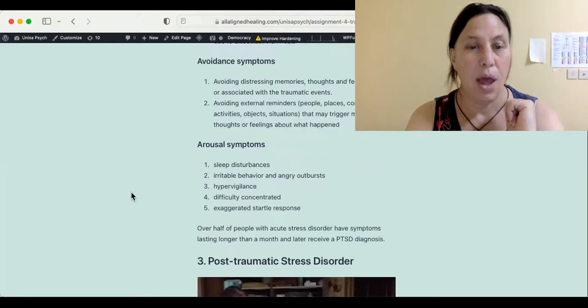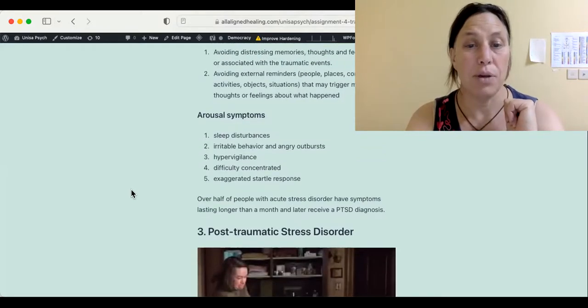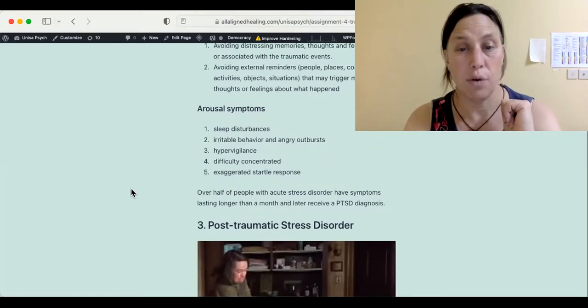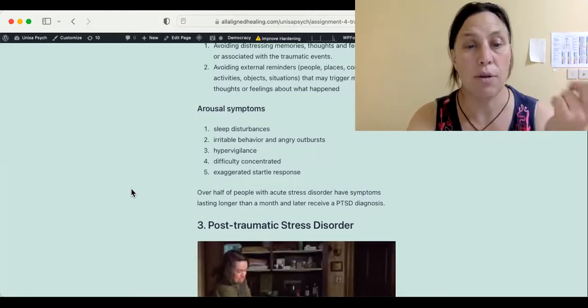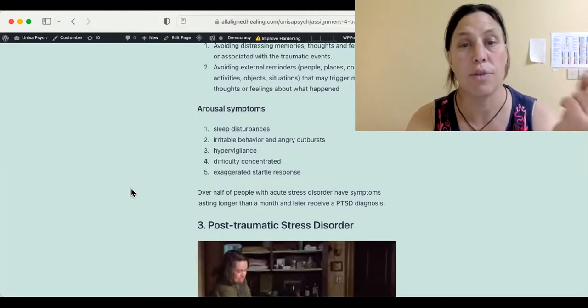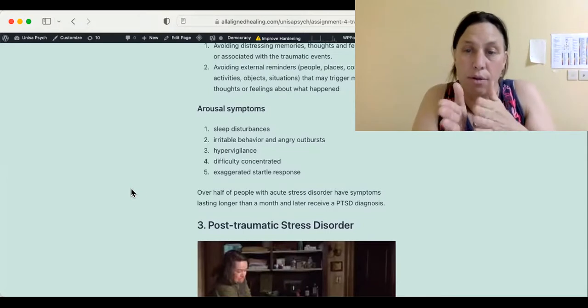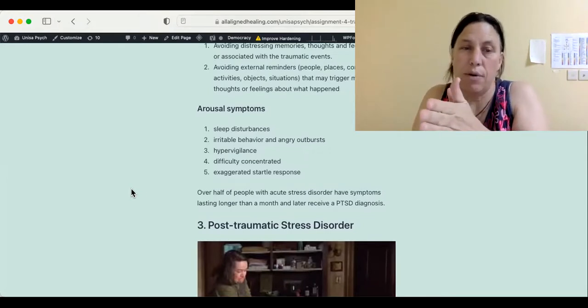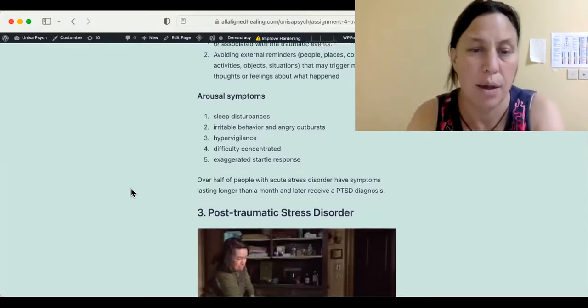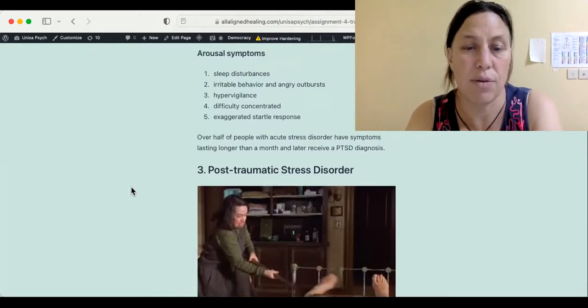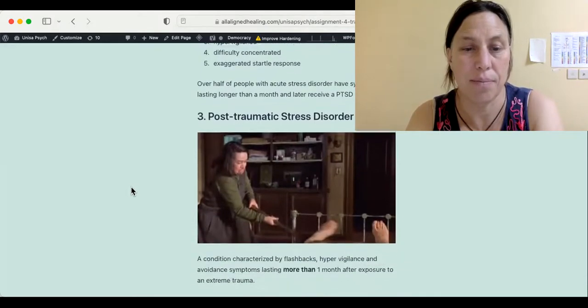Over half of the people with acute stress disorder have symptoms lasting longer than a month, and then they go on to receive a PTSD diagnosis. So the 2 are really very, very similar. Post-traumatic stress disorder, PTSD.